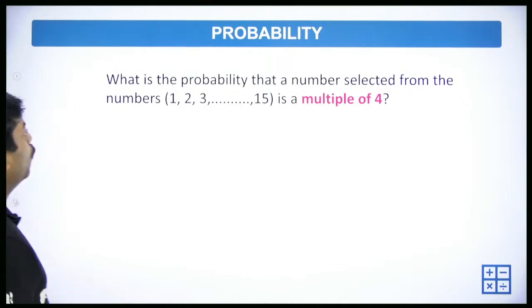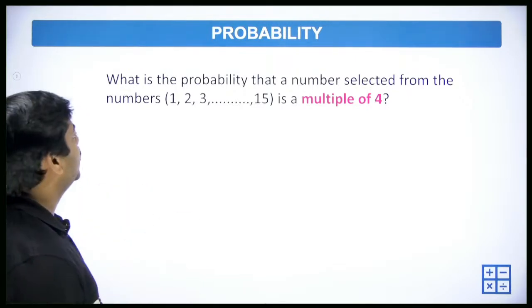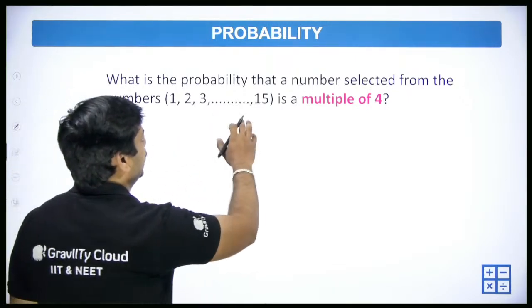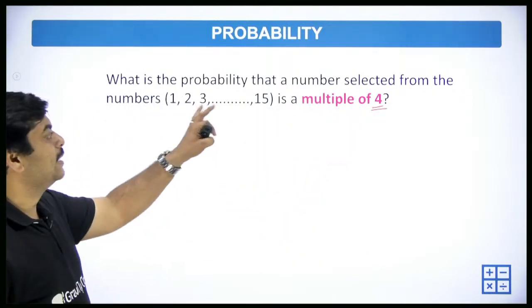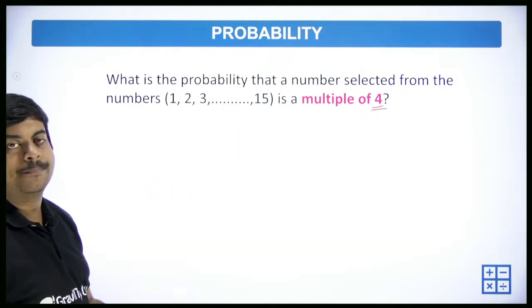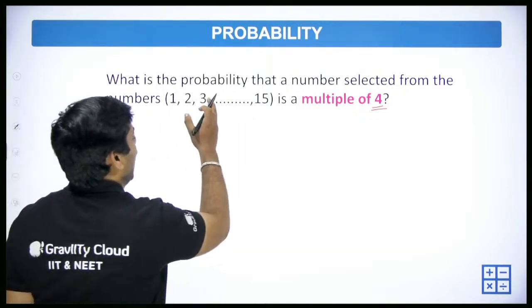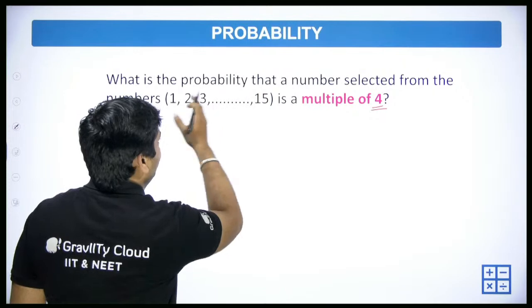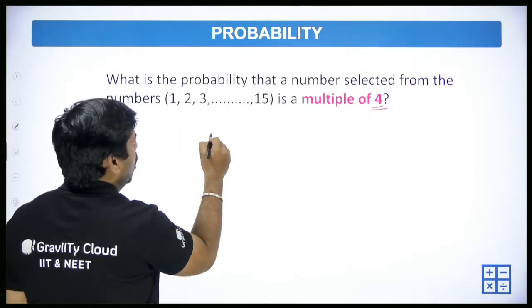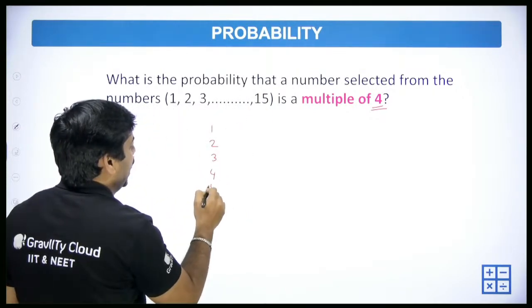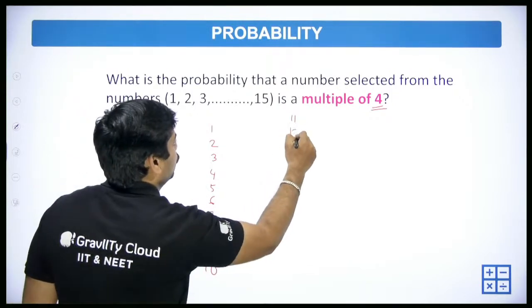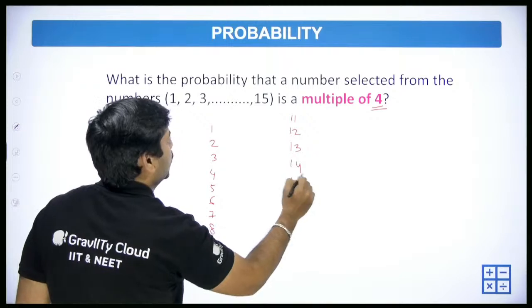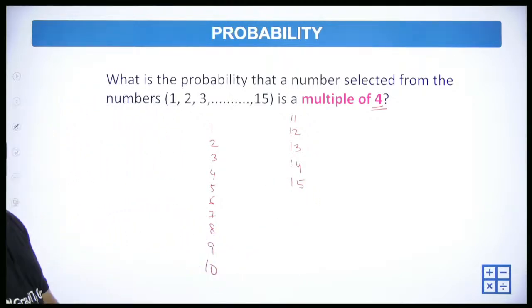What is the probability that a number selected from the numbers 1, 2, 3 and so on up to 15 is a multiple of 4? The number which is selected is a multiple of 4. So what does that mean? Here we have 15 numbers. Let me write all those: 1, 2, 3, 4, 5, 6, 7, 8, 9, 10, 11, 12, 13, 14, 15. Which are multiples of 4?